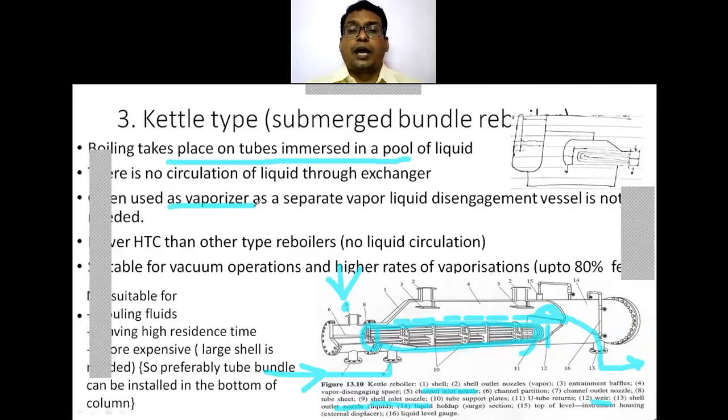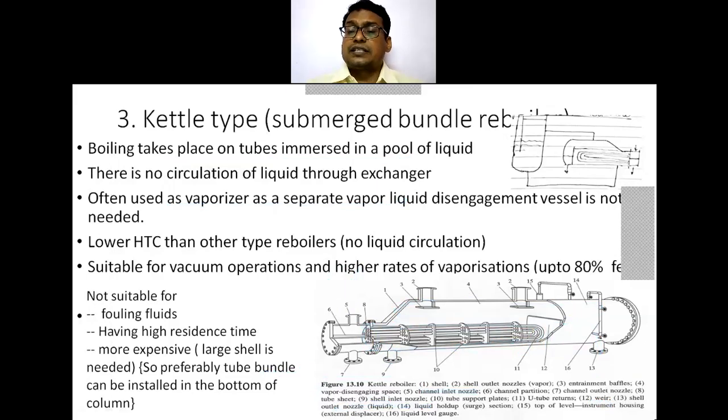Often used as vaporizers, as a separate vapor liquid disengagement vessel is not needed. Why is the disengagement section not needed? Because it is already provided in the shell. As a result, the cost of the shell increases when you are providing the extra head space for vapor separation. There is this extra cost of the shell that has to be afforded.